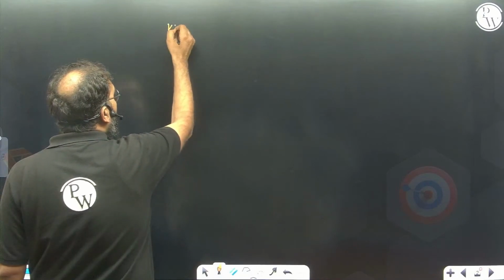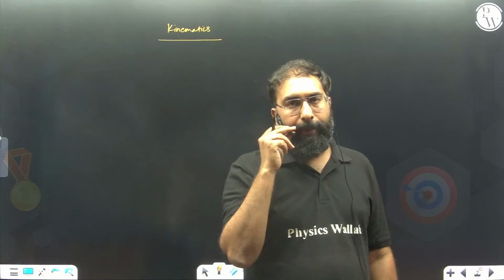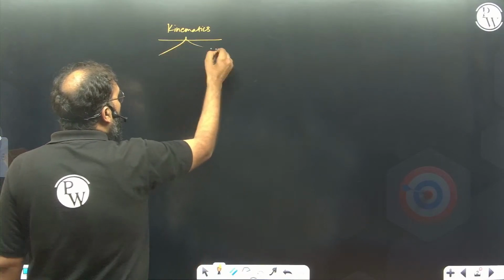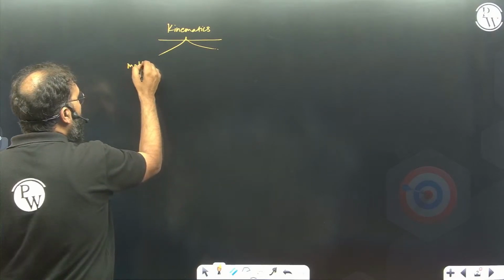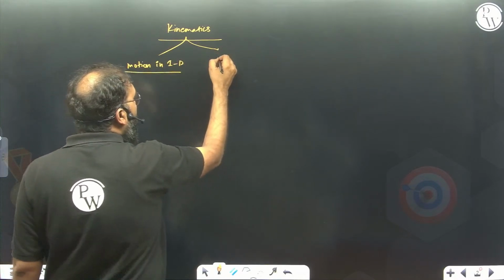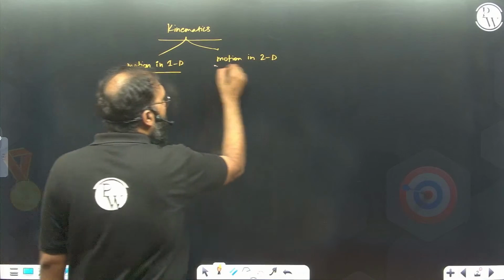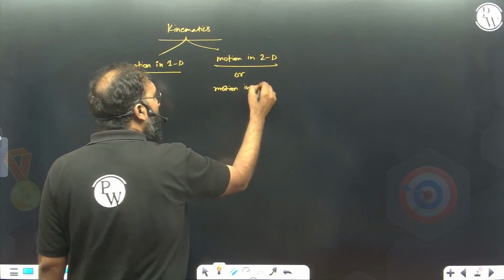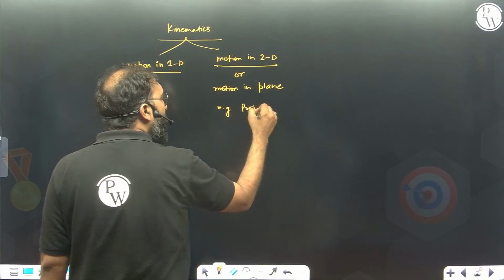When I say kinematics, this is the first chapter of class 11 that you study. In kinematics we study the motion of the particle. So we have to study motion in one dimension, the motion of the particle in one dimension, and then motion in 2D, motion in two dimension. We can also call it motion in plane. One example is projectile motion.